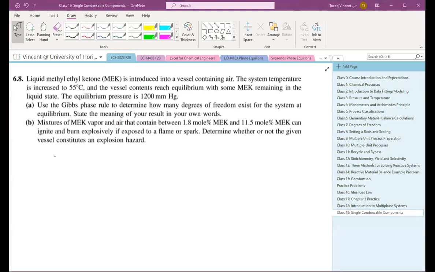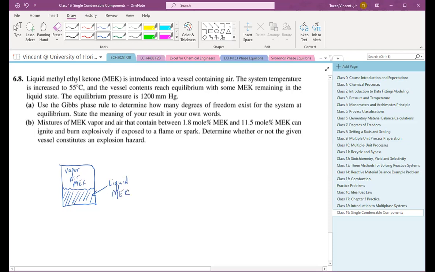So I'm going to draw a picture. Let's say I've got a vessel here. I've got some liquid methylethyl ketone remaining, and I've got some vapor as well. So in my vapor phase, I have air and MEK both. In my liquid phase, I just have MEK. So this is, again, an example of a single condensable species, which is methylethyl ketone.